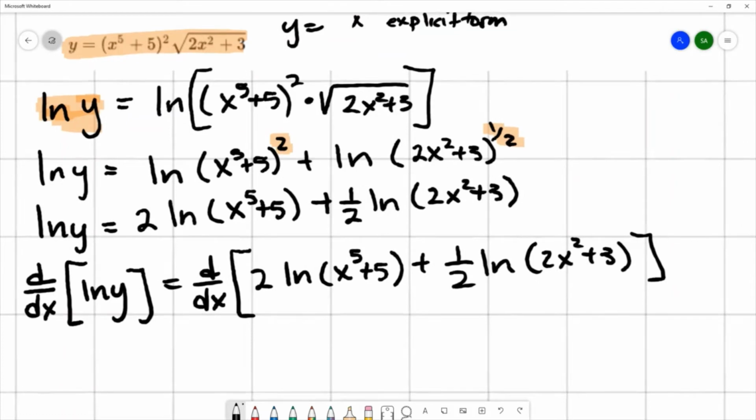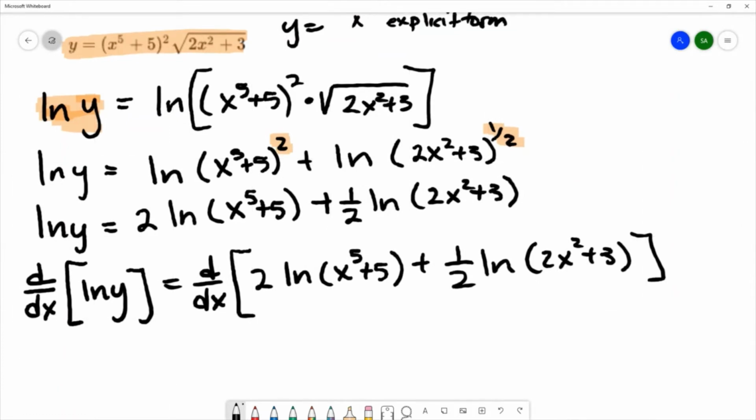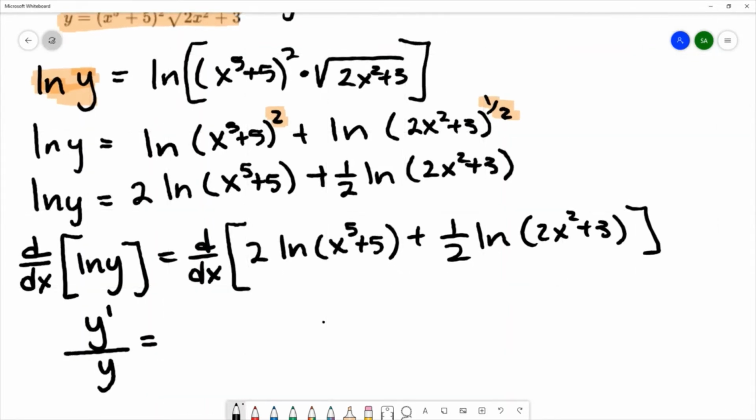On the left, we're taking the derivative of natural log, and the derivative rule for natural log is the derivative of the inside over the inside. So the derivative of this will be y prime over y. The derivative of y over y. We'll do the same thing on the right. We do have logs on the right.